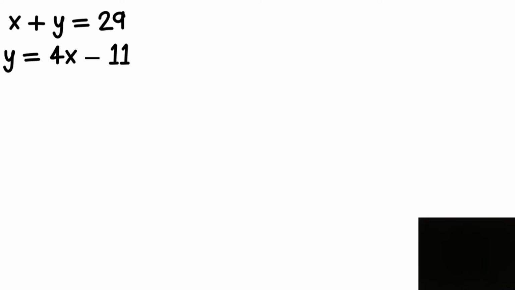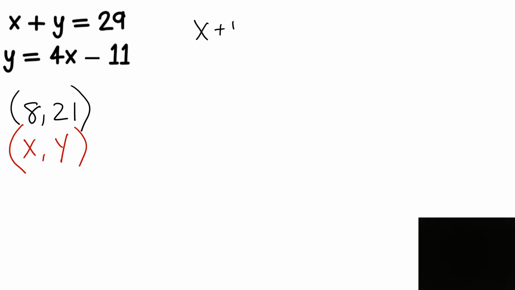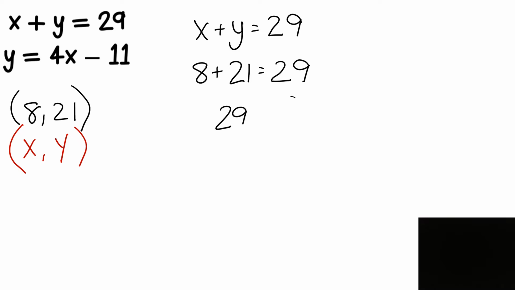For our second problem, we have the equations x plus y equals 29 and y equals 4x minus 11. Looking at all of our answer choices, I'm going to start with the first one, 8 and 21. We label our points x and y. Substituting in for the first equation, x plus y equals 29, my x value 8 plus my y value 21, 8 plus 21 is 29. So both sides match, so that is correct.